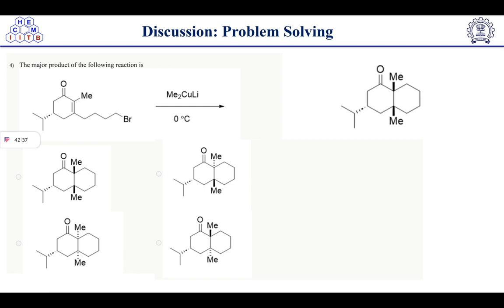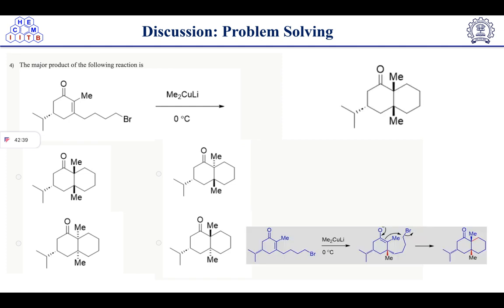This is again an organocuprate reaction. So you can see here we have a methyl group, and also we have a conjugated double bond, right? Alpha beta unsaturated ketone. So first of all it will attack here. It will go like this. So it will form this type of intermediate, right? The attack is from the top face because we draw the structure in chair conformation.